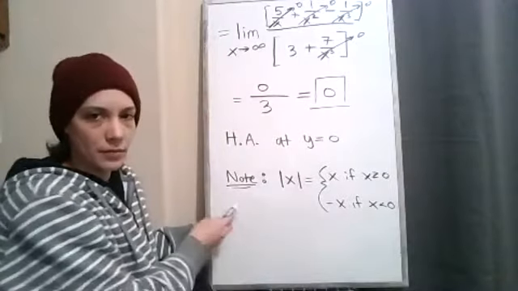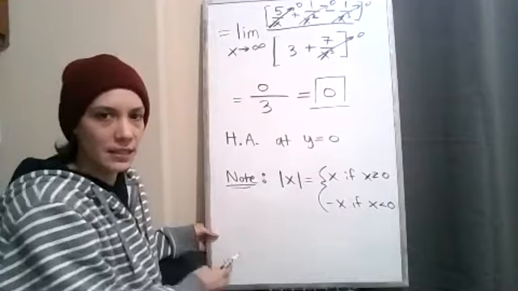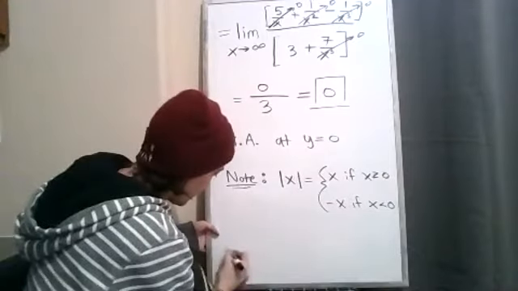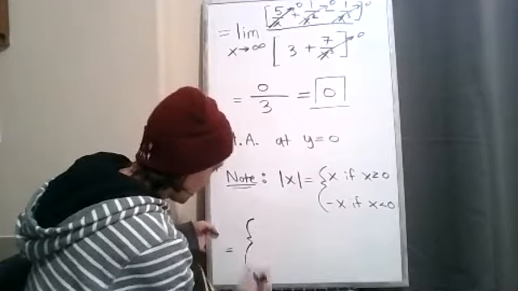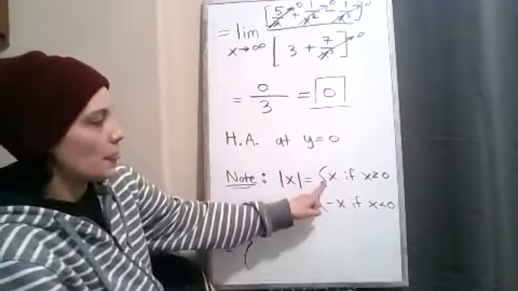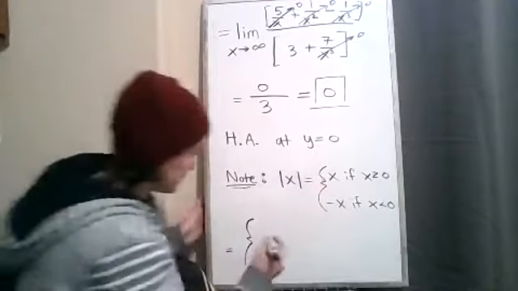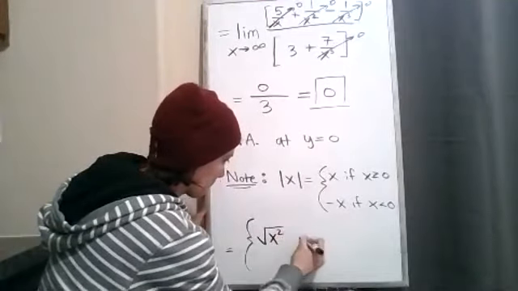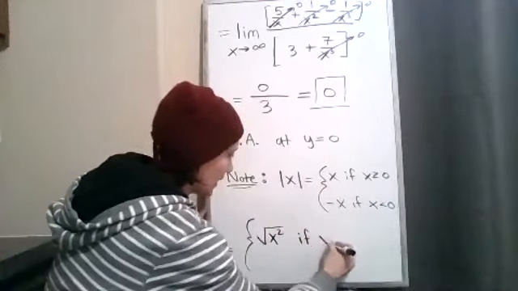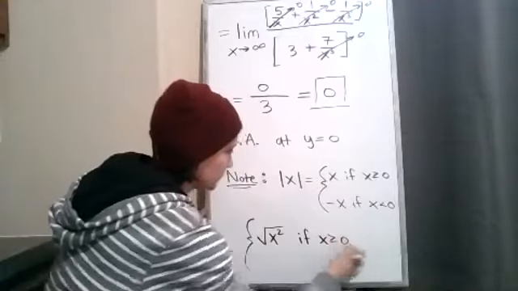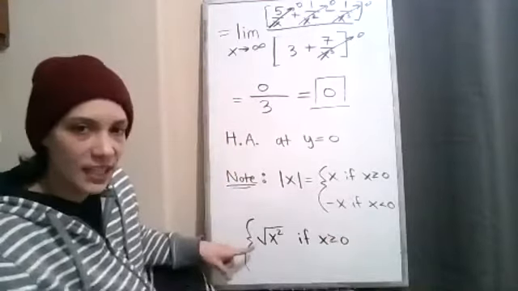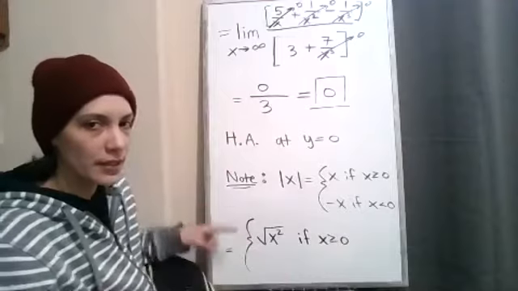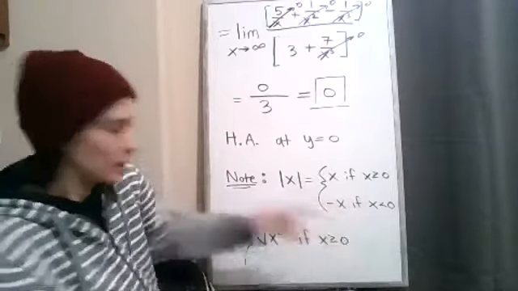So my note or hint is to use the square root of x squared if x is greater than or equal to 0, and the negative of the square root of x squared when x is less than 0.